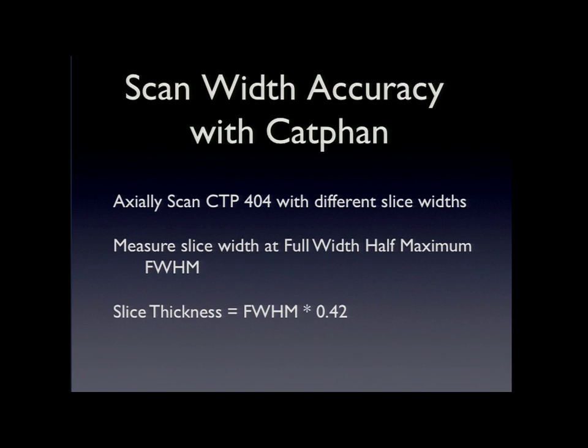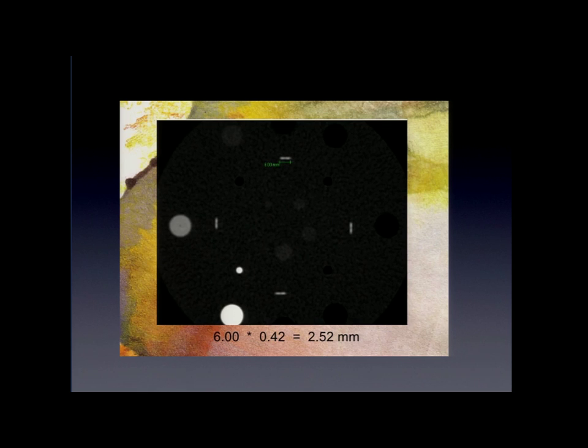The module 404 on the Catphan will help you do full width half maximum as well. It's a little different because I have a different geometry of these things. You get the full width at half maximum of these objects, and you multiply it by 0.42. So here's an example here.